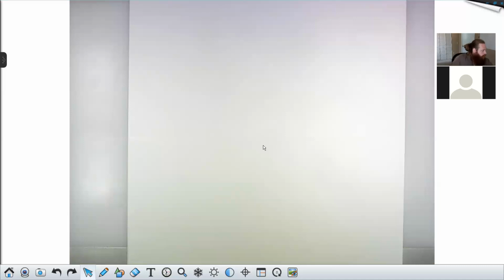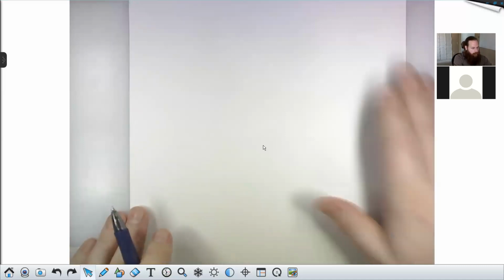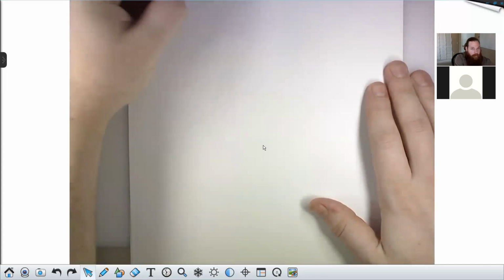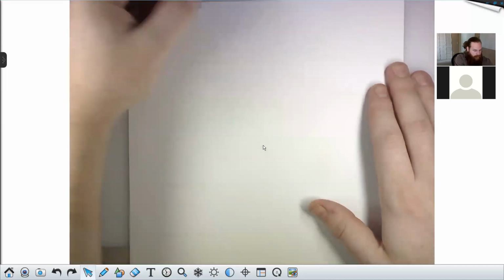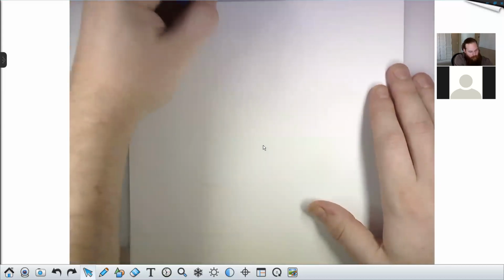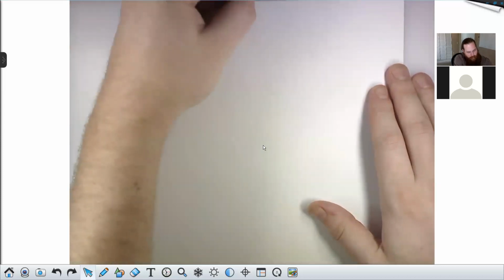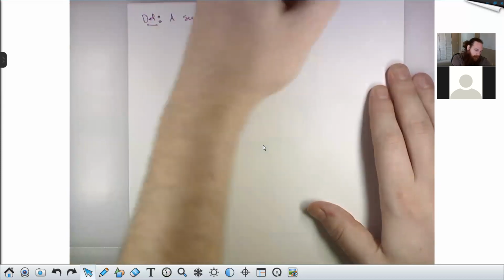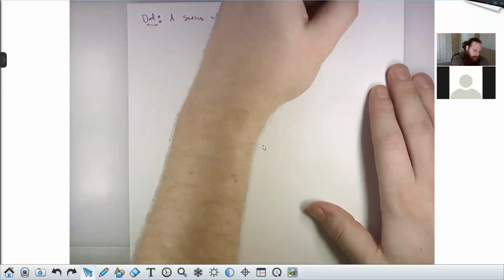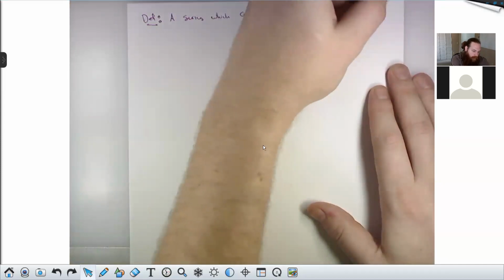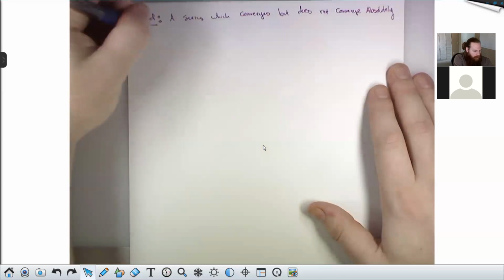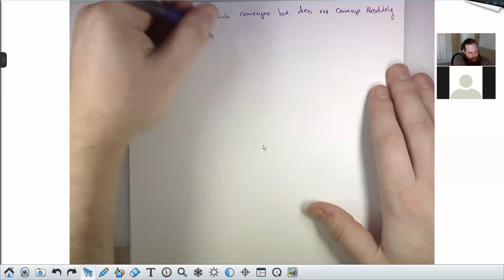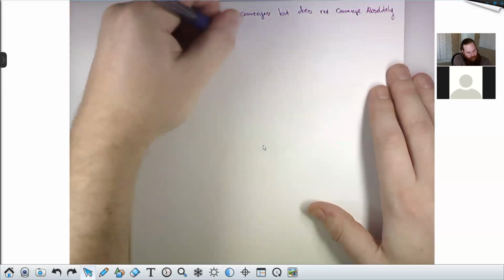So, one more definition. A series which converges but does not converge absolutely is called conditionally convergent.